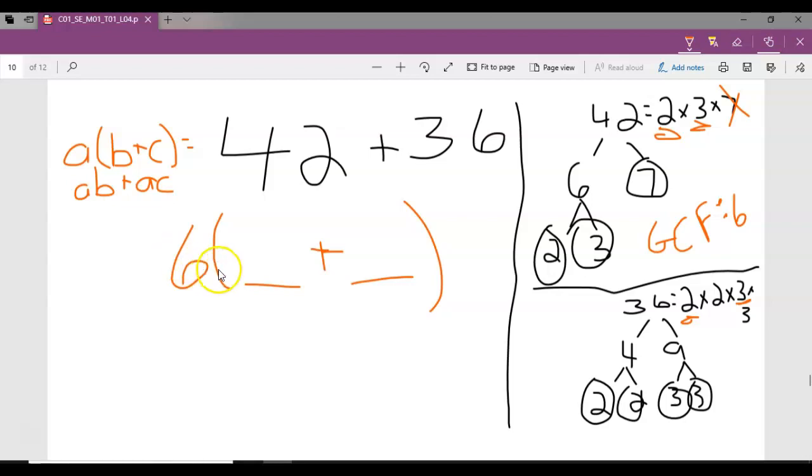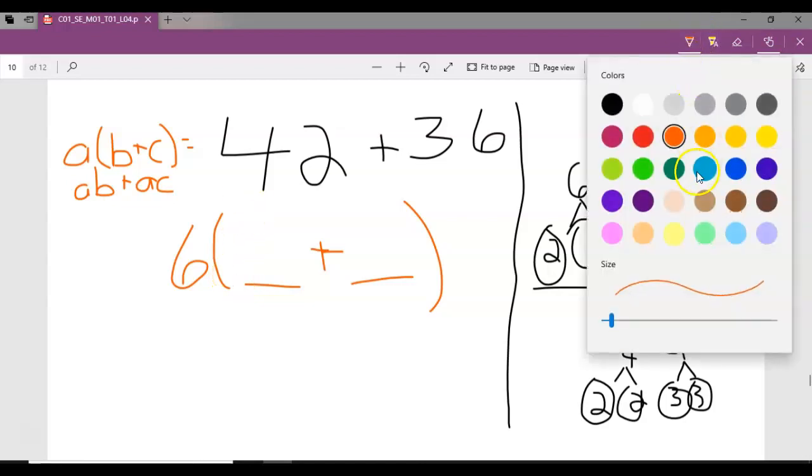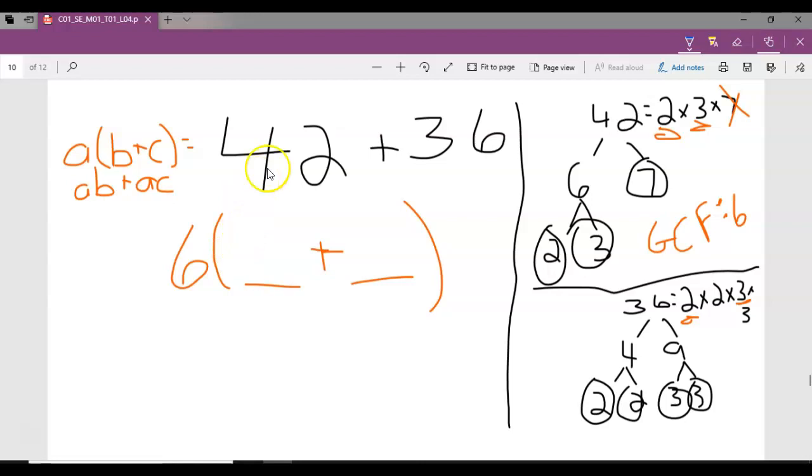So I factored out the 6. So now I'm going to figure out what I can multiply by 6 to get the 42. I know that 6 times 7 equals 42. So that's going to be my first chunk, because 6 times 7 is 42. Now I'm going to think about what I can multiply by 6 to get to 36. Well, that's 6. 6 times 6 is 36.